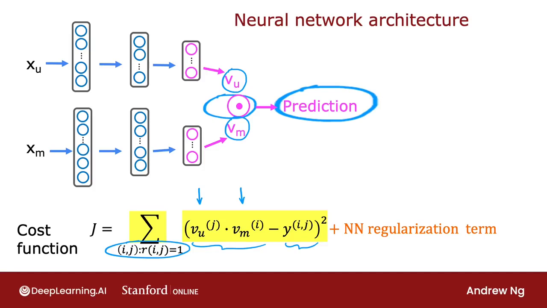And if you want to regularize this model, we can also add the usual neural network regularization term to encourage the neural networks to keep the values of their parameters small. It turns out after you've trained this model, you can also use this to find similar items. This is akin to what we had seen with collaborative filtering's features, helping you find similar items as well.